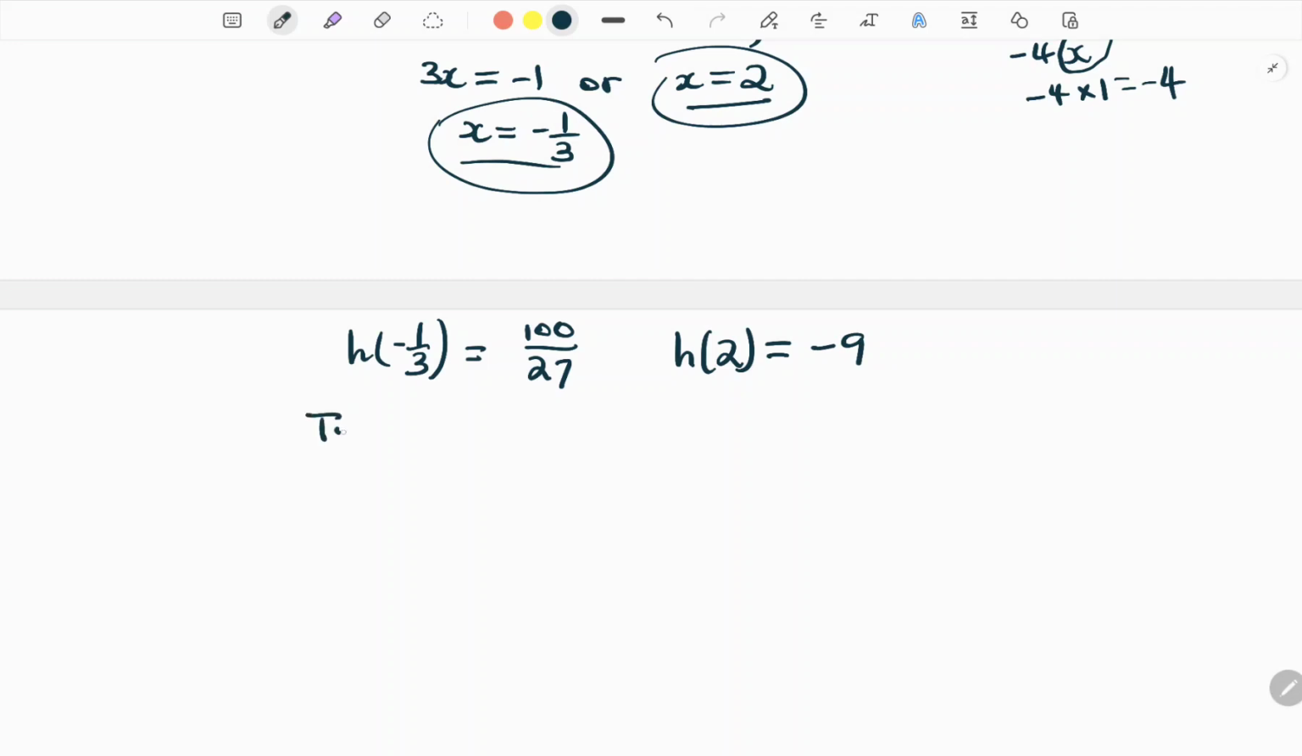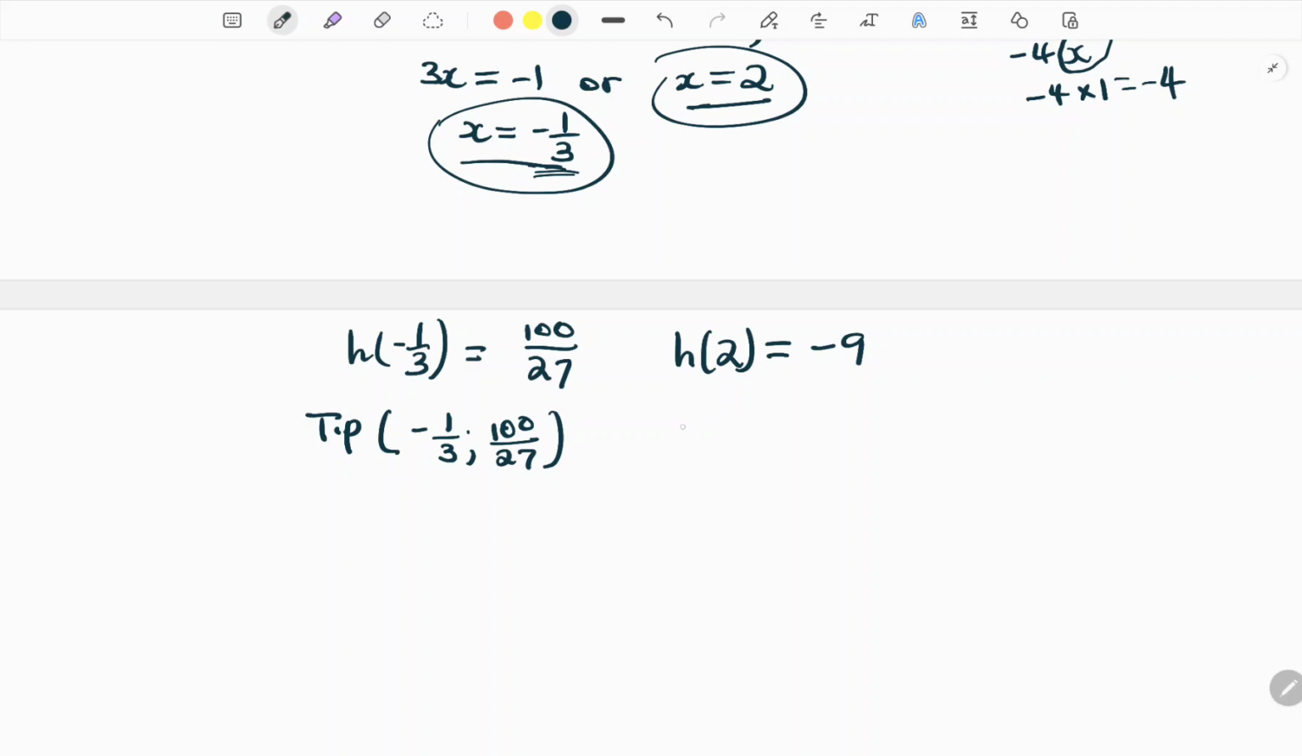So the coordinates of the first turning point, which is this one, is the minimum, because the negative is smaller than that one. It is the minimum, which is negative 1 over 3, 100 over 27.